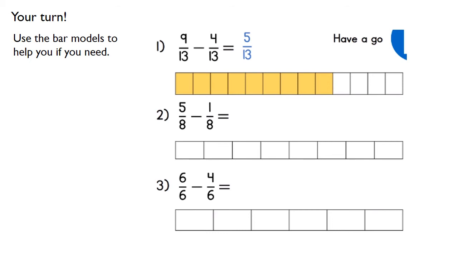Right, next one. We have 5/8 subtract 1/8. We know that 5 subtract 1 is 4. So we have 4/8, which in its simplest form is a half, 1/2, because we know that 4 is half of 8. Finally, we have 6/6 subtract 4/6. So 6 subtract 4 is 2/6, which in its simplest form is 1/3.